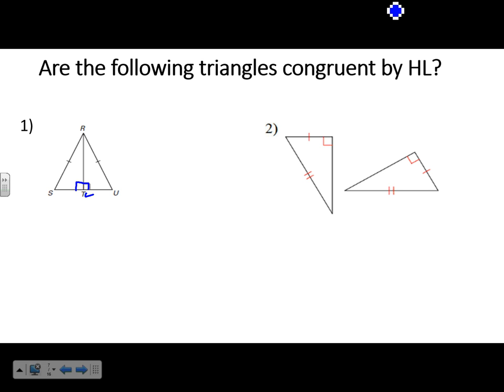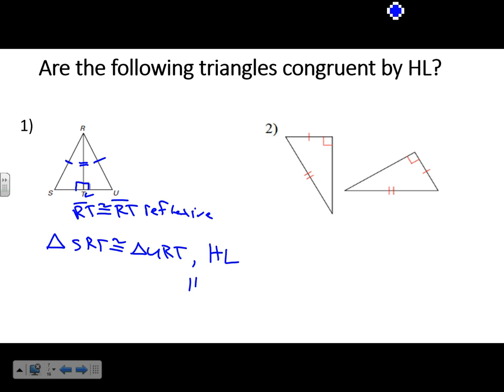by the linear pair postulate, adds up to be 180. Then we know the hypotenuse, that's the longest side, so that's congruent. And then we have this leg is the reflexive property, so it doesn't really ask this, but I like to add RT is congruent to RT by the reflexive, which means triangle SRT is congruent to triangle URT by the hypotenuse leg theorem.